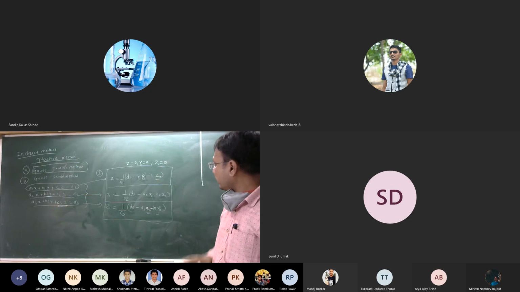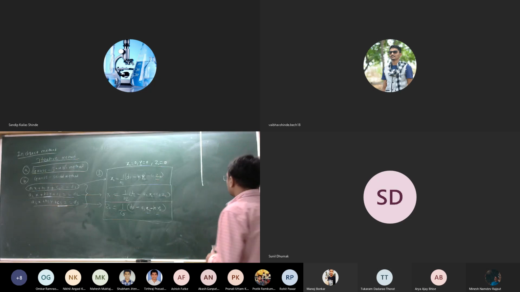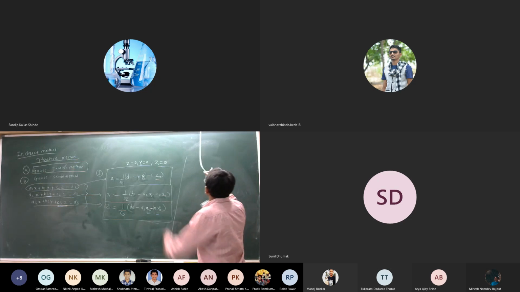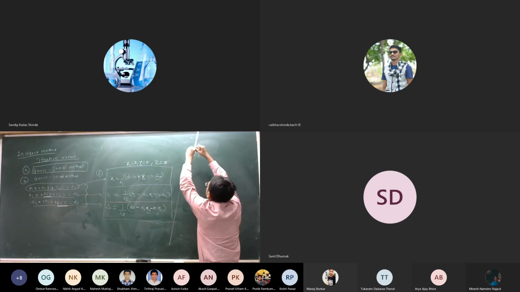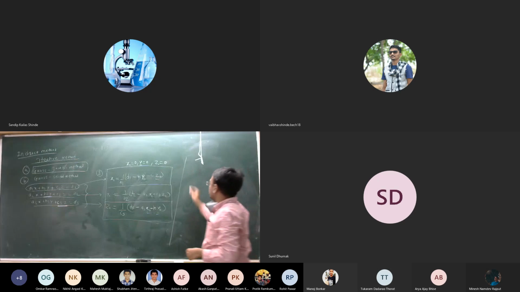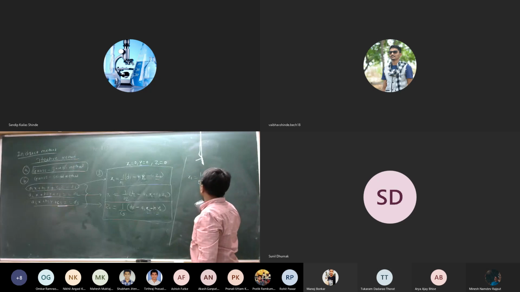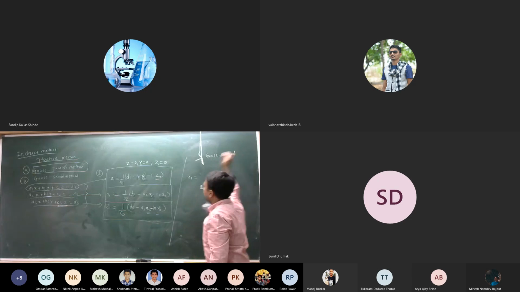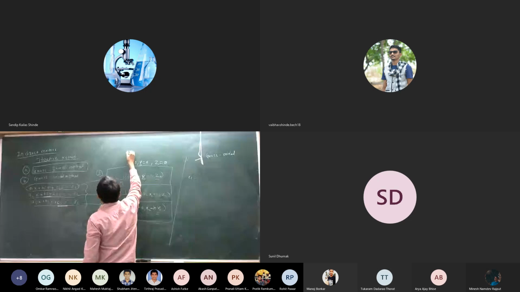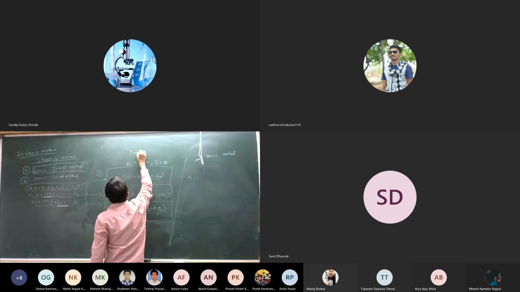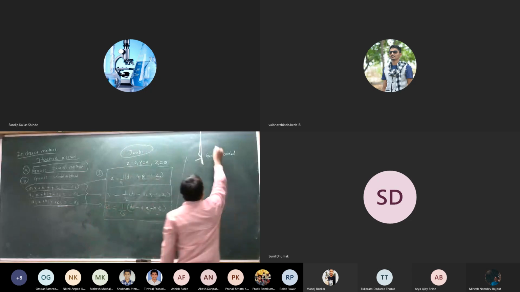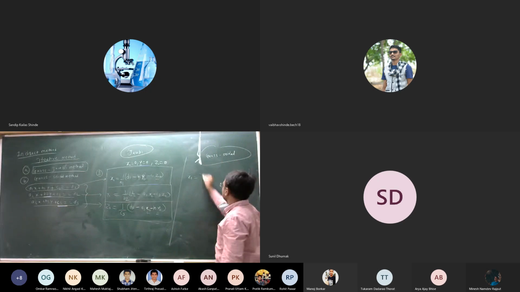Whatever the difference, I will explain here itself. Gauss-Seidel method: in the Gauss-Seidel method the same equations would be there, but the only difference we need to create is in equations number 2 and 3. Whatever we have created in equation number 1 would be the same. Simply you can say Jacobi method. This is Jacobi and this is Gauss-Seidel. The first equation will be the same.